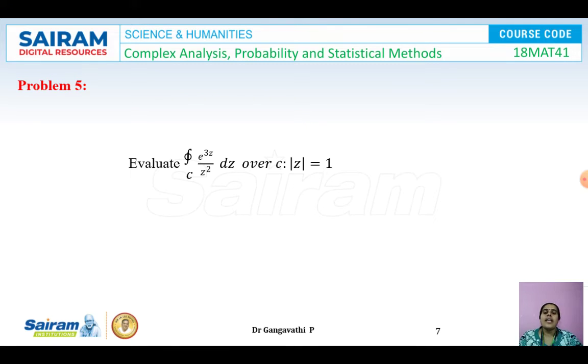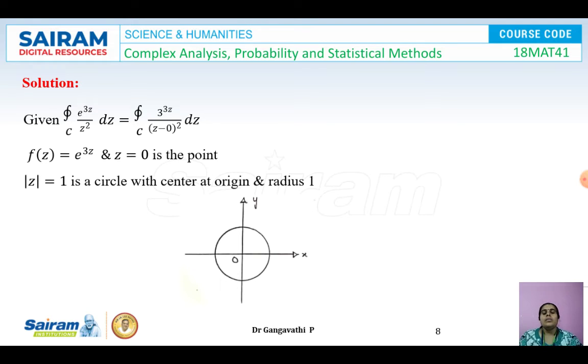So let us see another example. Evaluate the integral over c of e to the power of 3z by z square, where c is given as mod z is equal to 1. So mod z is equal to 1 is the curve given. So consider the integral over c of e to the power of 3z by z square dz. Usually whatever denominator terms we consider, the power of z should be 1. And here it is z square.